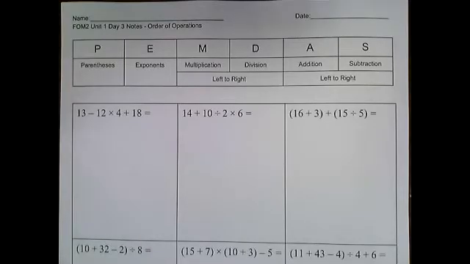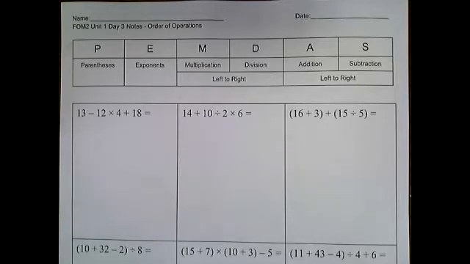Foundations of Math 2, order of operations. All right, so we're going to simplify these expressions using order of operations. Parentheses, exponent, multiplication and division, left to right, addition and subtraction, left to right. This is like a hierarchy. You need to simplify everything with parentheses first, then anything that has an exponent.